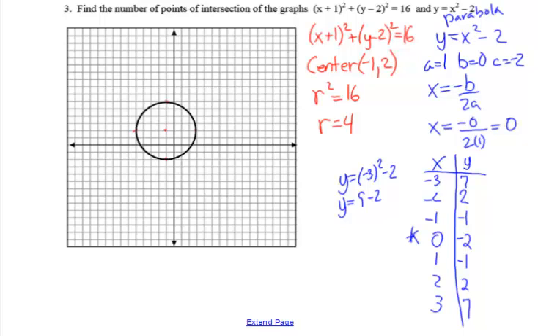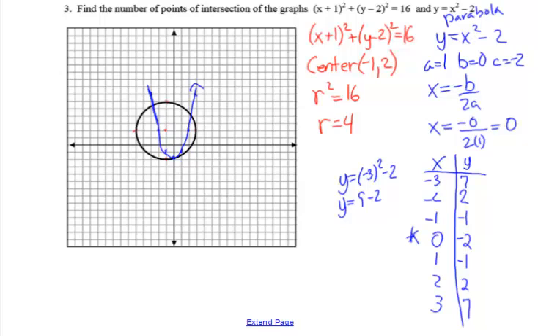So we're going to go left 3, up 7, 1, 2, 3, 4, 5, 6, 7. Then we're going to go left 2, up 2. And we're going to go left 1, down 1. And then we're going to go 0, down 2. And then we're just going to kind of repeat that process. 2, 2, 3, 7. Okay, got to kind of freehand this here.